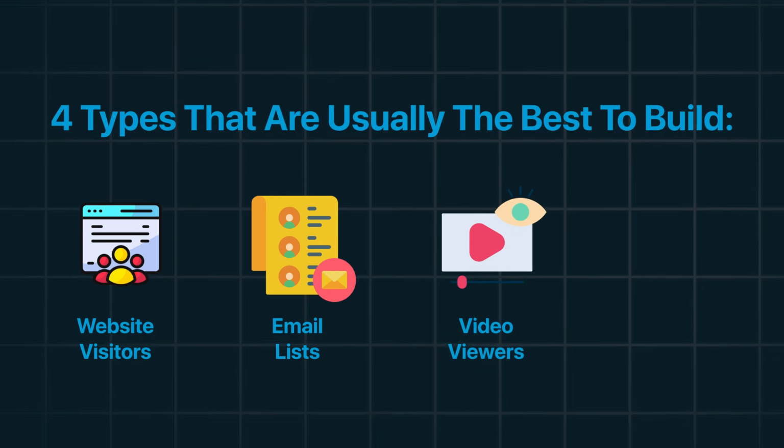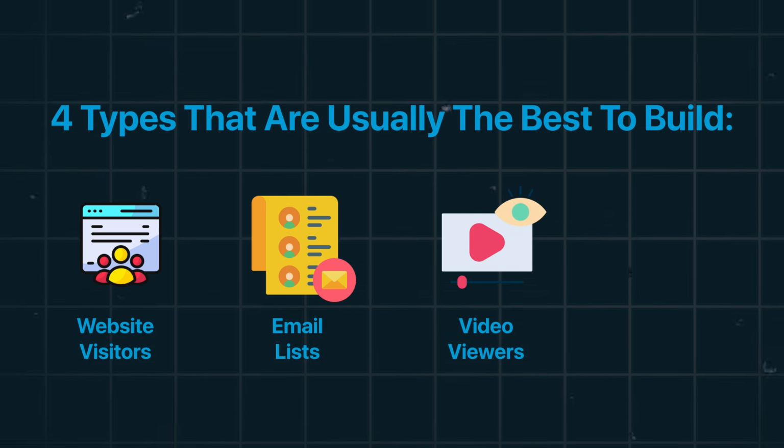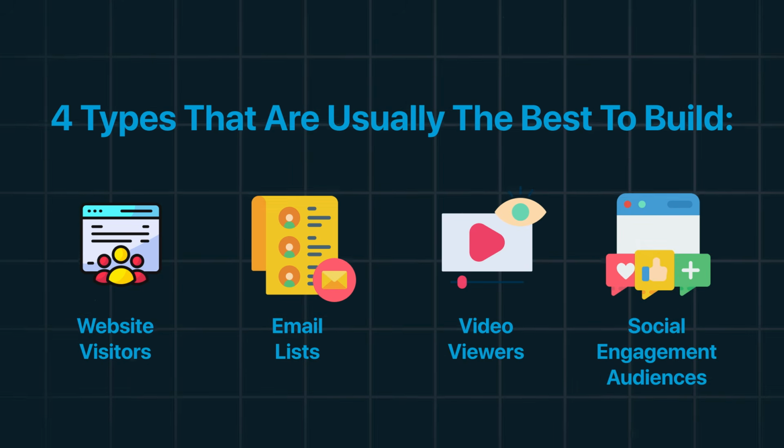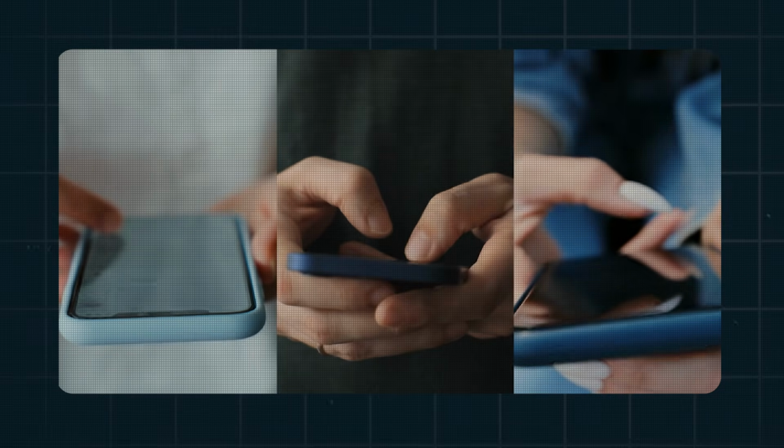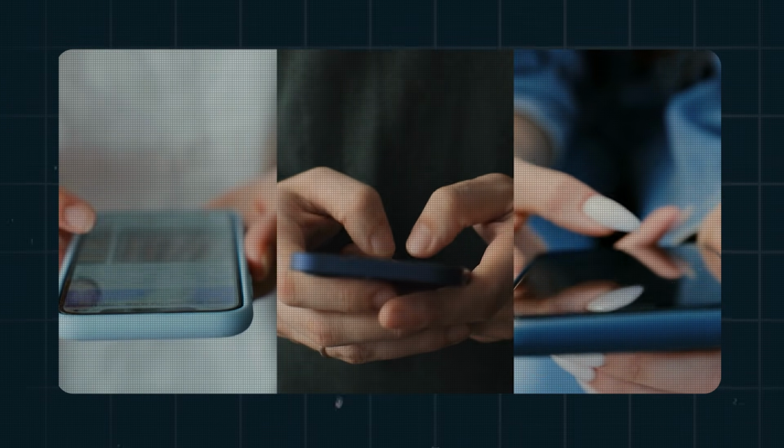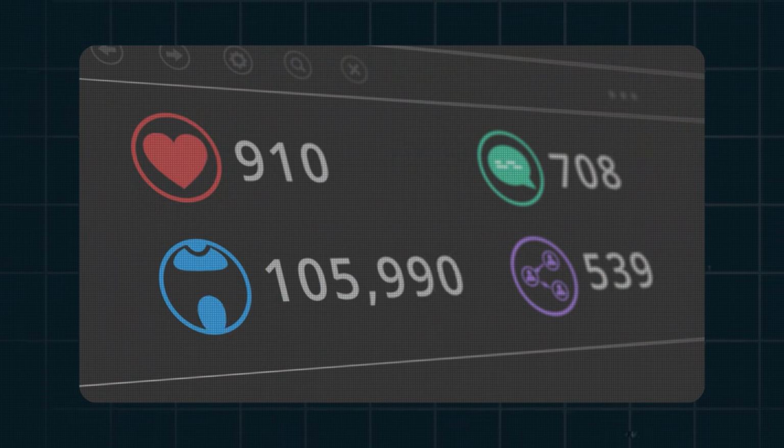Number 3, video viewers. This is going to be created from Meta sources, and it's people who have consumed your content for a certain amount of seconds. And number 4, social engagement audiences. People who have engaged with your Instagram or Facebook content in general, like likes, comments, shares, etc.